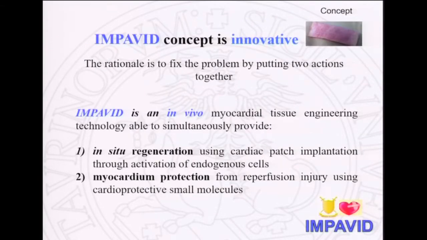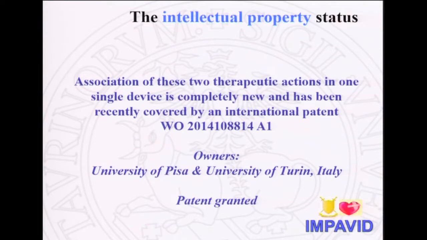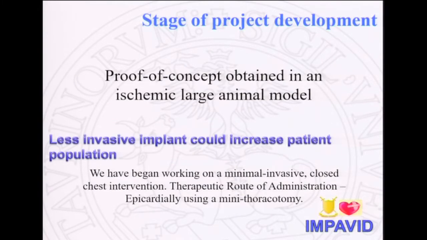So the IMPAVIT concept is innovative because its rationale is to fix the problem by putting two actions together: in situ regeneration using the cardiac patch through activation of endogenous cells from the one side, and cardioprotection from reperfusion injury using cardioprotective small molecules. And since the association of these two therapeutic actions in one single device was new, it was possible to get an international patent on this that has been already granted.